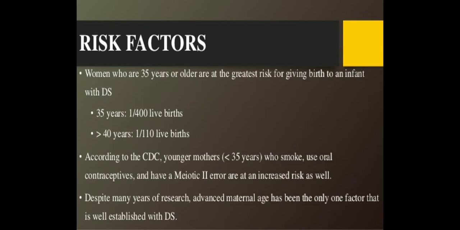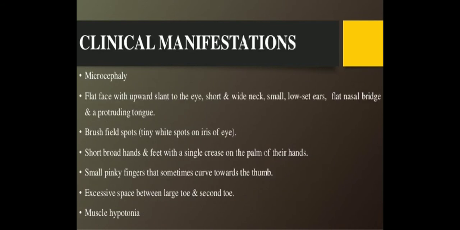According to the CDC, Centers for Disease Control and Prevention, younger mothers, that is less than 35 years, who smoke, use oral contraceptives and have a meiotic 2 error are at an increased risk as well. So if the mothers are younger than 35 but they smoke and use oral contraceptives for contraception, they may have a Down syndrome baby. Despite many years of research, advanced maternal age has been the only factor that is well established with Down syndrome. The clinical manifestations of Down syndrome are microcephaly.